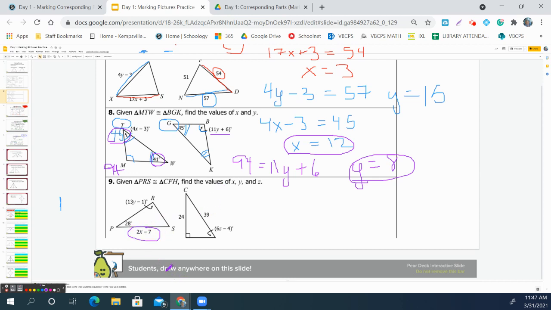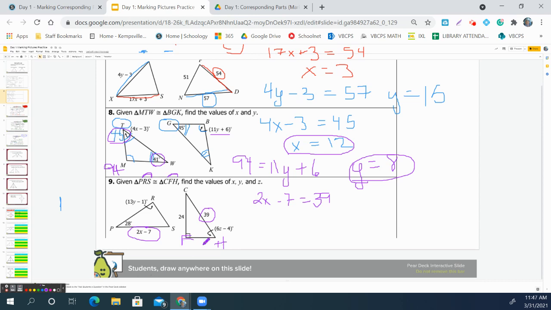I don't know if we can do it, but we can look. So what do we know about PS? PS goes with CH. I understand the problem now. This is F and this is H. It got cut off. So CH is 39. So we need to do 2x minus 7 equals 39. We solve that to find x.